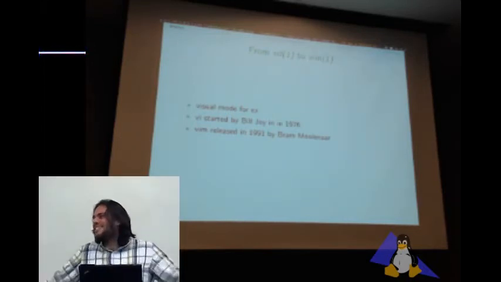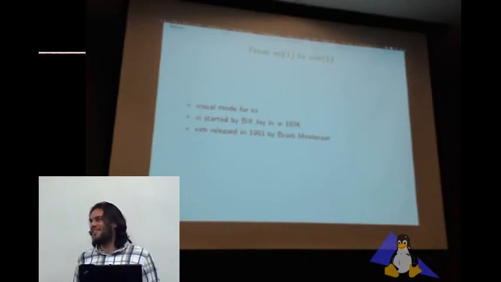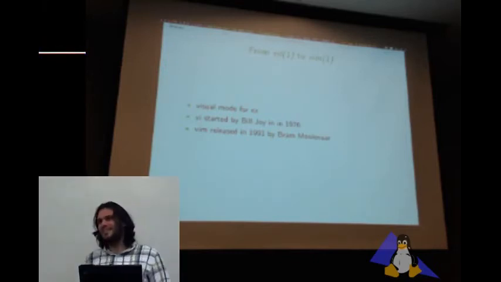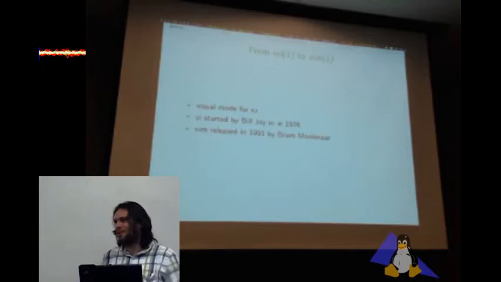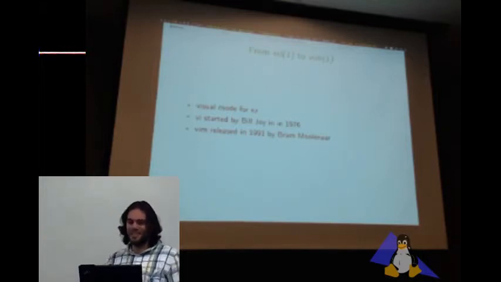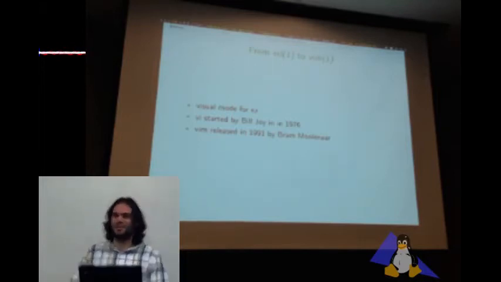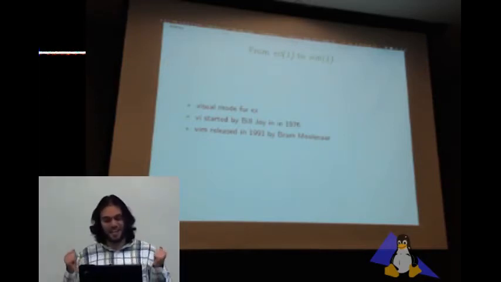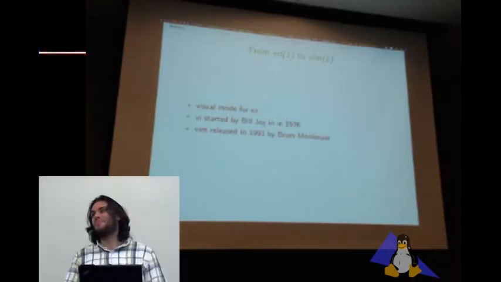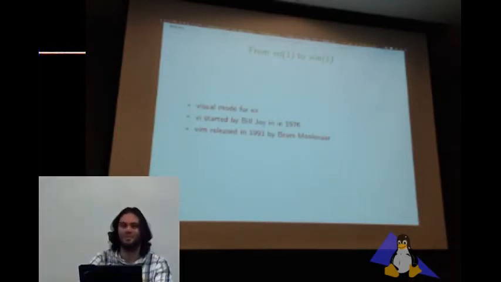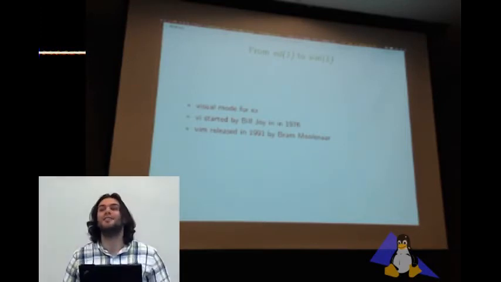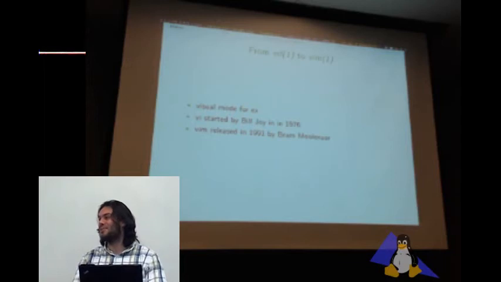So ex is an expanded line editor, and at some point Bill added a visual mode to it, and that became more popular than the line editing mode, so the visual mode was made the default. Vim is short for vi Improved. First released in 91. Trivia, what platform was it released for?